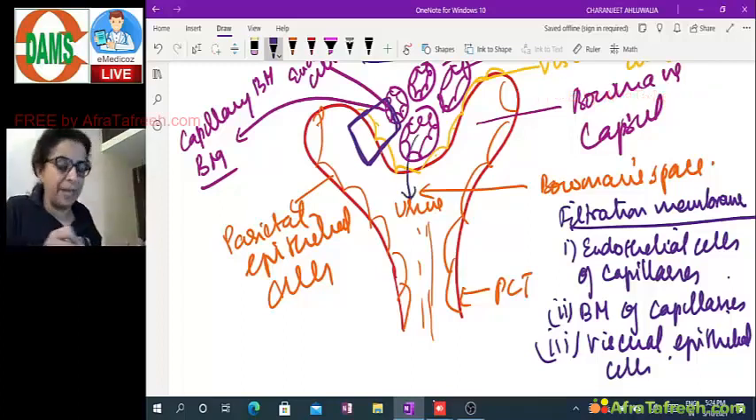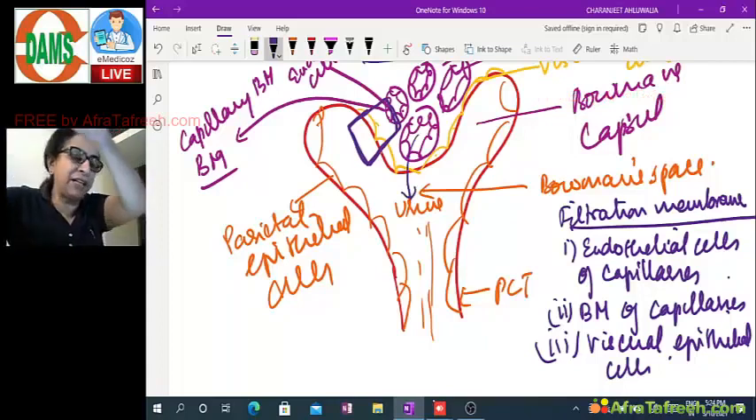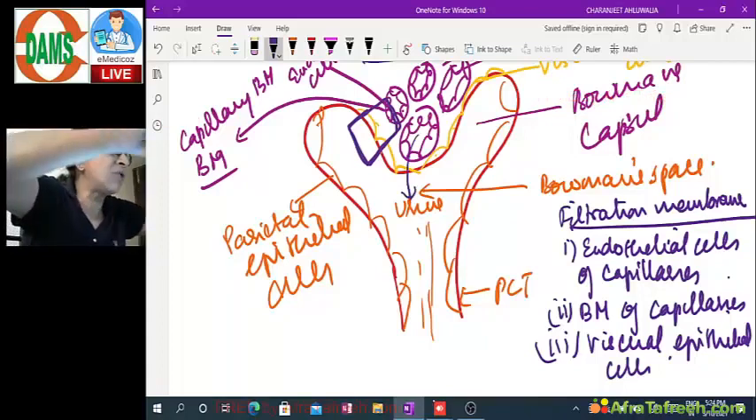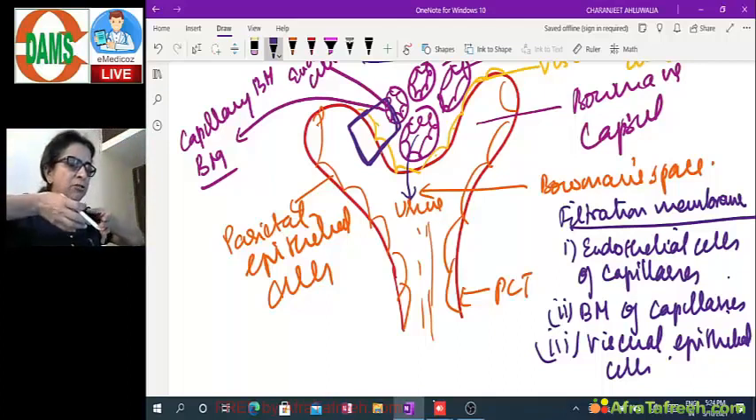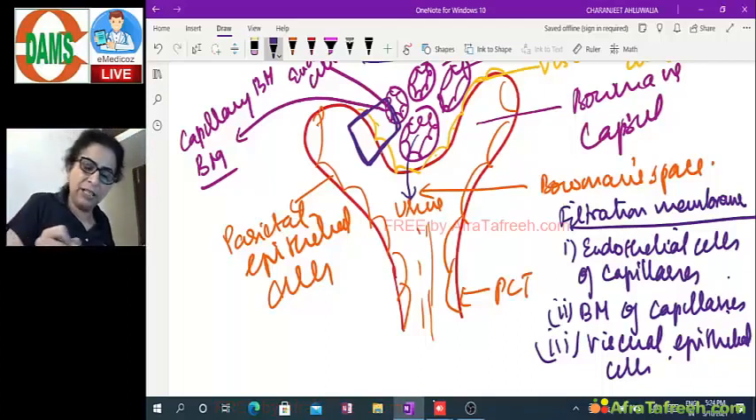This urine comes out into the Bowman space, goes down through the PCT, loop of Henle, DCT, collecting ducts, and then all the collecting ducts open at the renal papilla. From the renal papilla, the urine enters the renal pelvis. From the pelvis, it goes into the ureter, and then it goes down.